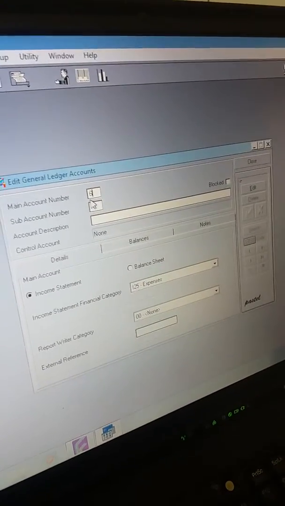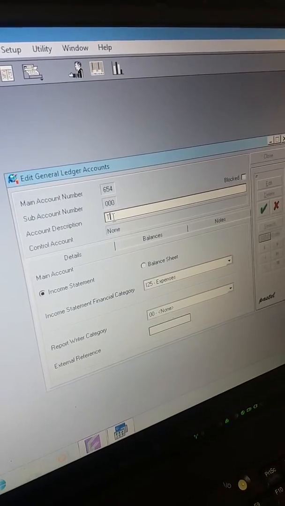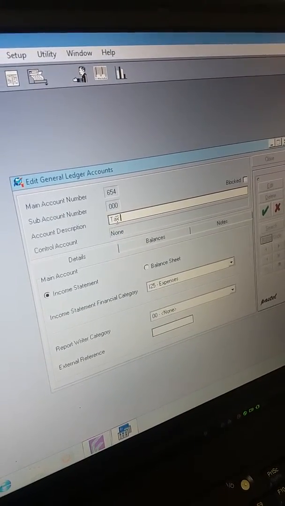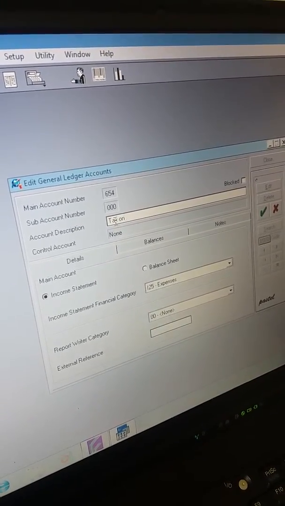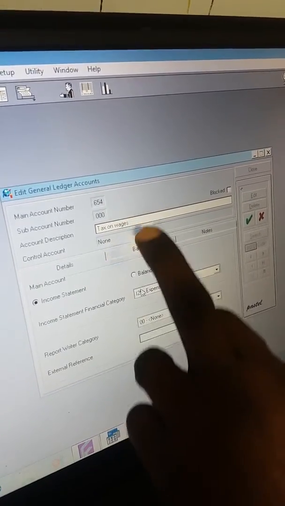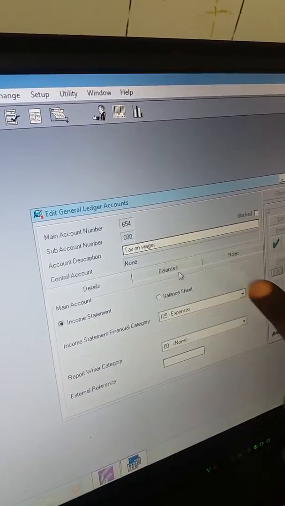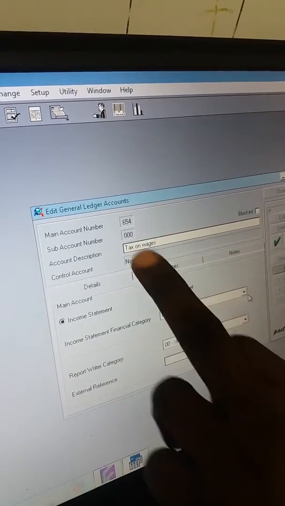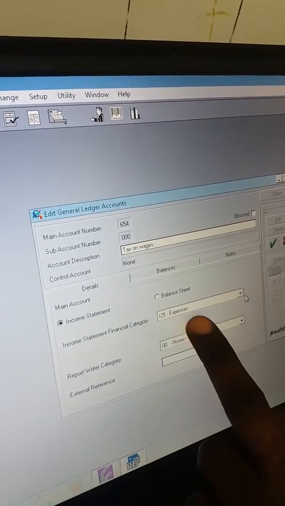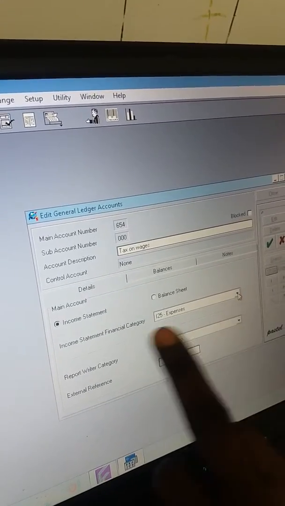And then we are going to create tax on wages. This is the money which the owner of the company will deduct from the worker's salary and pay to the government. So the tax on wages is also an expense. You always specify here that it is an expense.